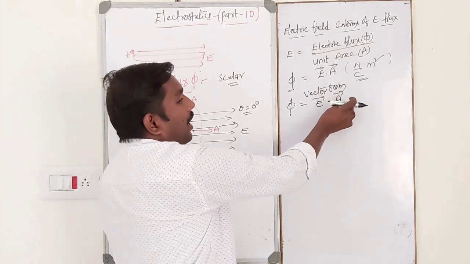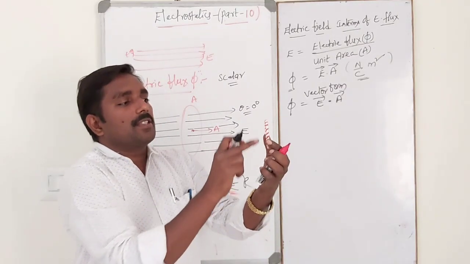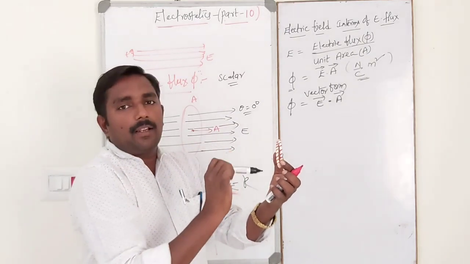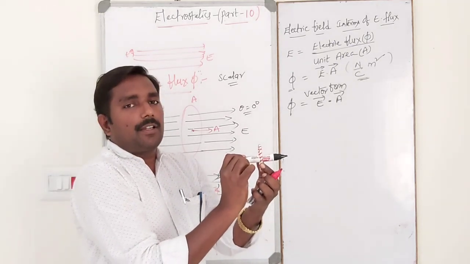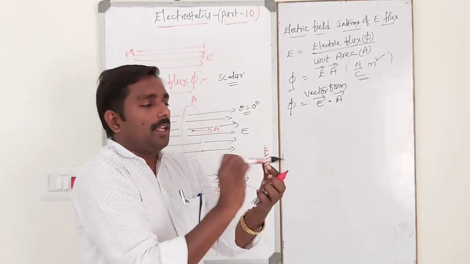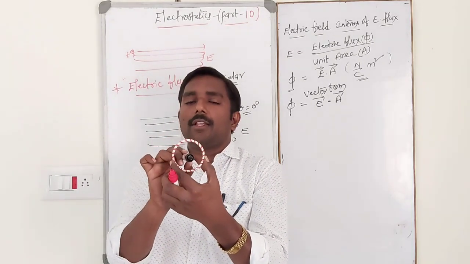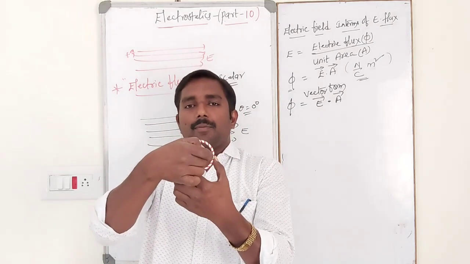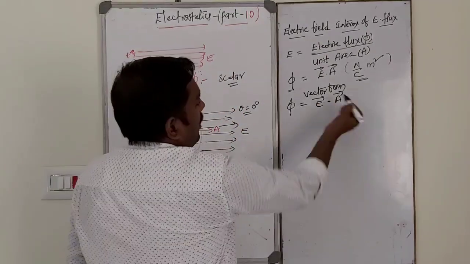Electric field is a vector, and area is also a vector in this case, because the direction of area is perpendicular to the given surface, perpendicular to the bangle like this. The direction of area is normal to the given surface. In this position of the bangle, what is the direction of area? Towards the observer or away from the observer, whichever. Okay. So phi is equal to E dot A.